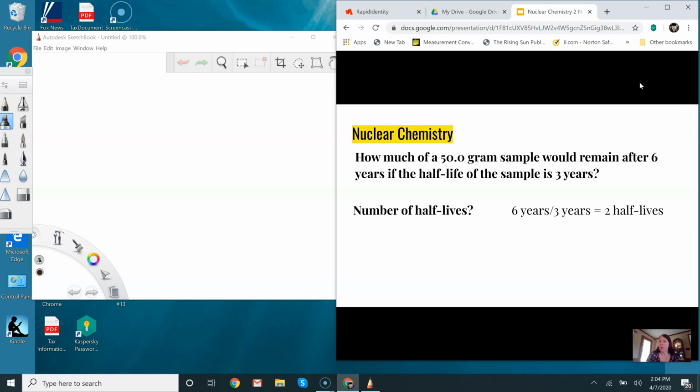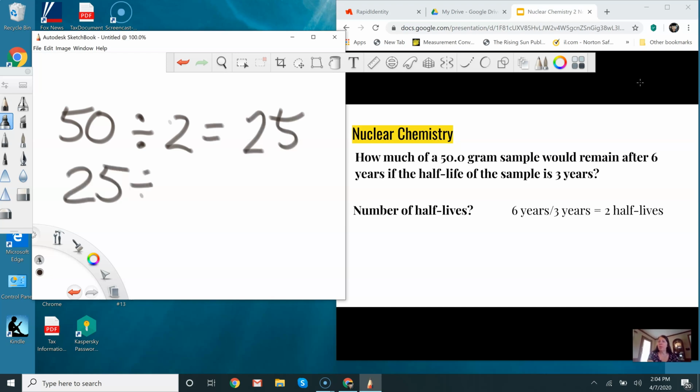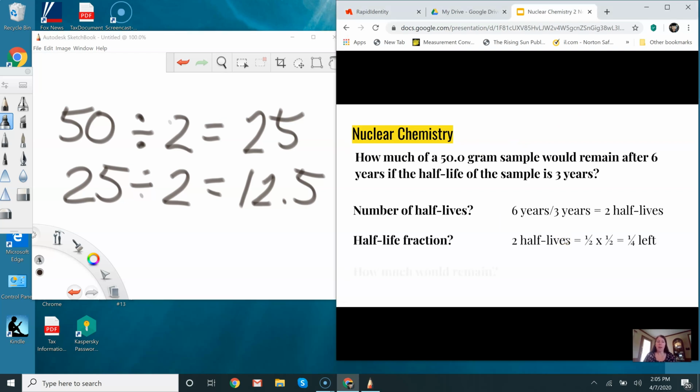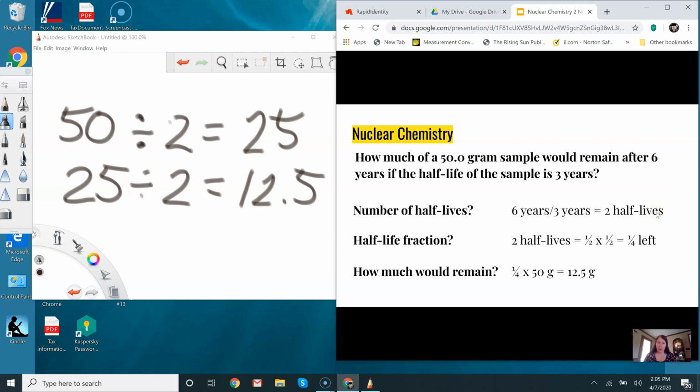If we're starting with a 50-gram sample, that just means we're going to divide it in half twice. So if we take 50, divide by 2, we're at 25. 25 divided by 2, we're at 12.5. So we've gone 2 half-lives, and that is how much we should have left. And if you look over to the right, you'll see that that's the same. So doing it this way, we still have to figure out the number of half-lives, but then we just divide the original sample by 2 that many times.